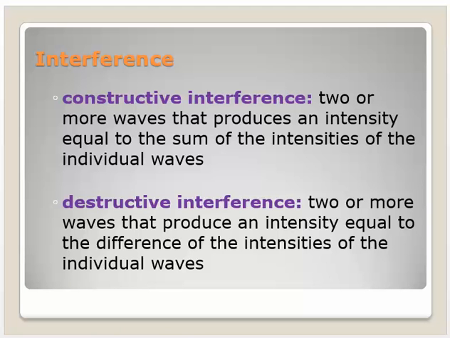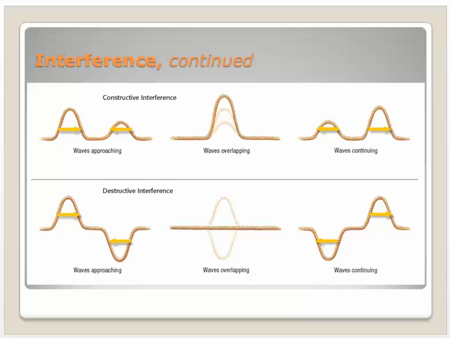Okay, the next thing I want to talk about here is interference. We have constructive interference and destructive interference. Constructive interference is when we have two or more waves that produce an intensity equal to the sum of the intensities of the individual waves. Destructive interference is when two or more waves produce an intensity equal to the difference of the intensities of the individual waves. Okay, that's a whole lot of stuff. Let's talk about what it means.